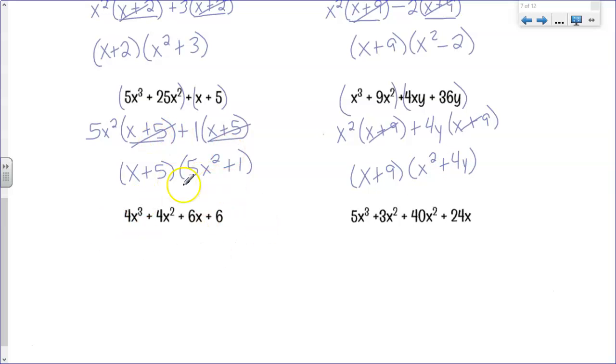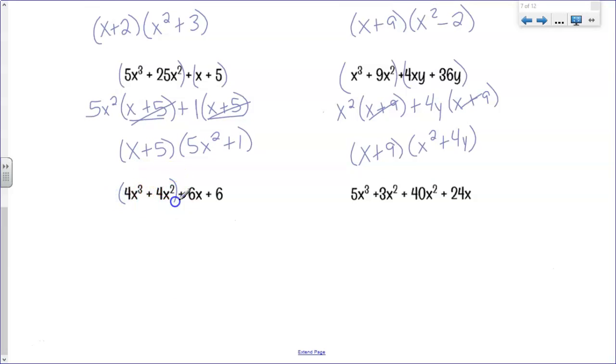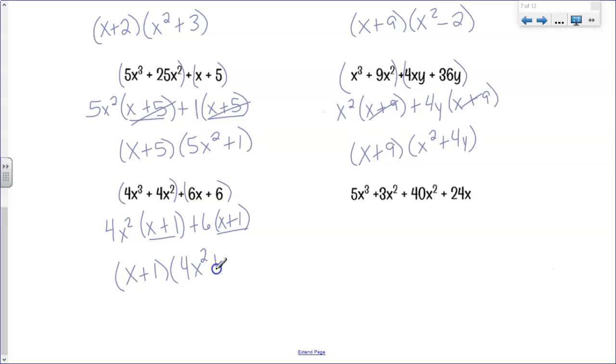Okay, if you'll stop the video and do this one. All right, so hopefully you grouped it like that when you did the video, and you're going to get 4x squared. That's going to leave you x plus 1. Remember that. Okay, remember 4 divided by 4 is 1. You have to have something here. Take out a 6, x plus 1. Okay, now underline these two. You're going to have x plus 1, and then you're going to be left with 4x squared plus 6.